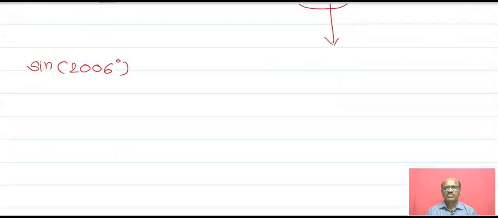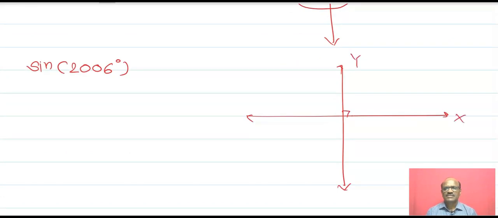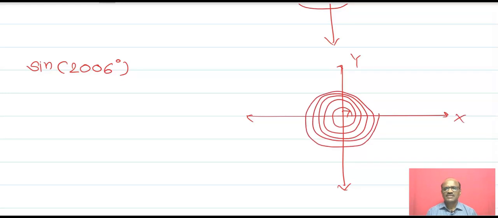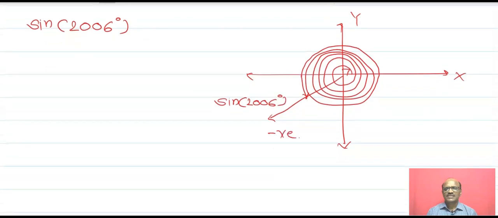Now sine of 2006, it is x-axis and y-axis. Now in this way you will get 2006. It is written in this manner. It is negative. Therefore sine of 1856 is greater.